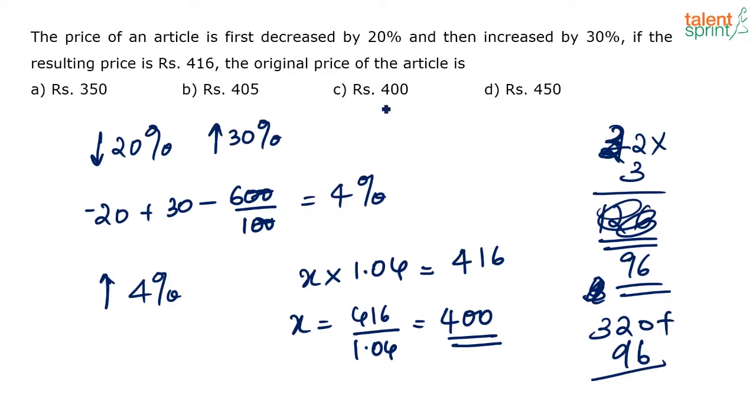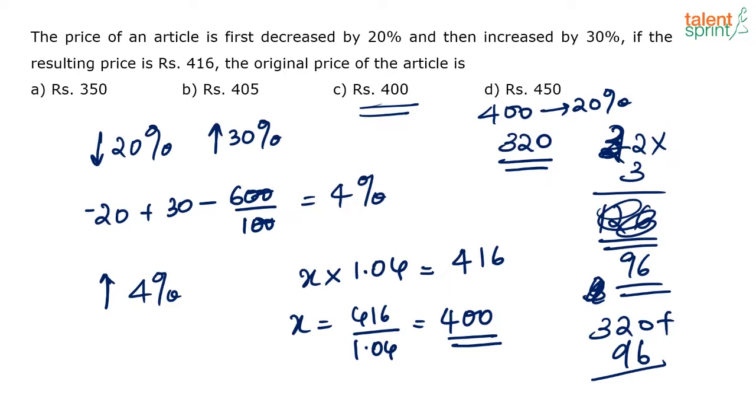So if I am checking this option 400, how will I check with my options? If you are asking me that, this is how you do it. Okay, if you have 400, first the price is decreasing by 20%. So 10% of 400 is 40. 20% of 400 is 80. So 400 minus 80 is 320. Okay, now in this 320 there is a 30% increase.